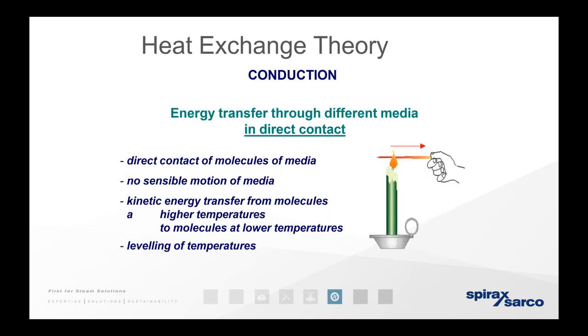So heat exchange theory, again, conduction. So direct contact with molecules. So the flame is actually touching the thing you're trying to heat. As you can see on the right, you have a piece of metal or something conductive like that. The flame is lapping, is touching the material. So that's transferring heat directly. No sensible motion of media, so it's not moving. And the kinetic energy transfer from molecules is at higher temperatures because it's direct.